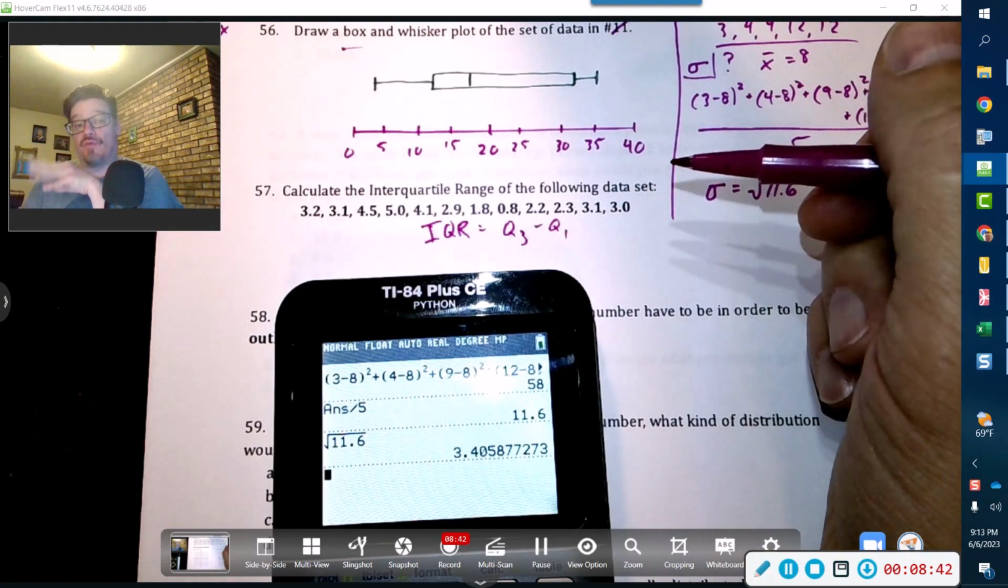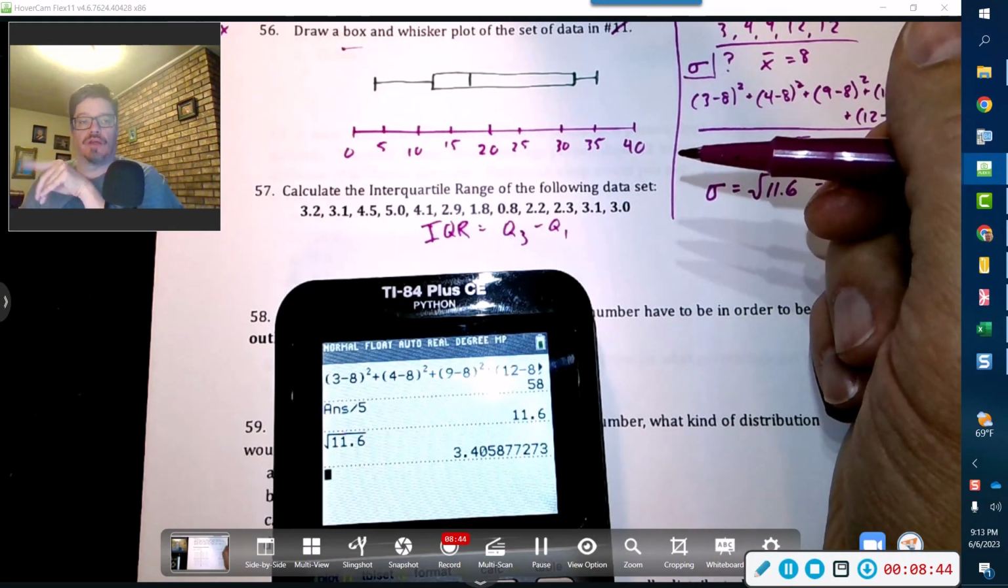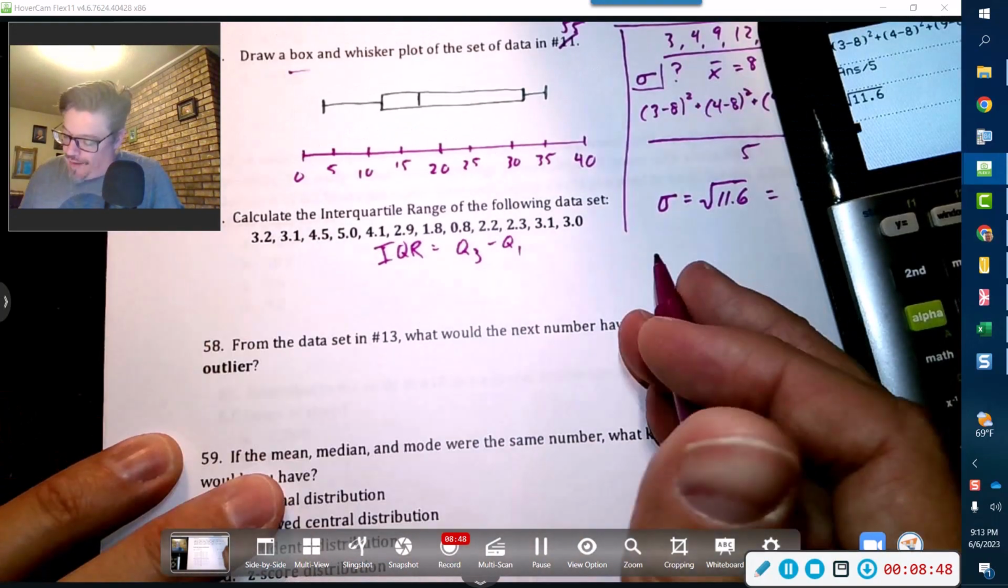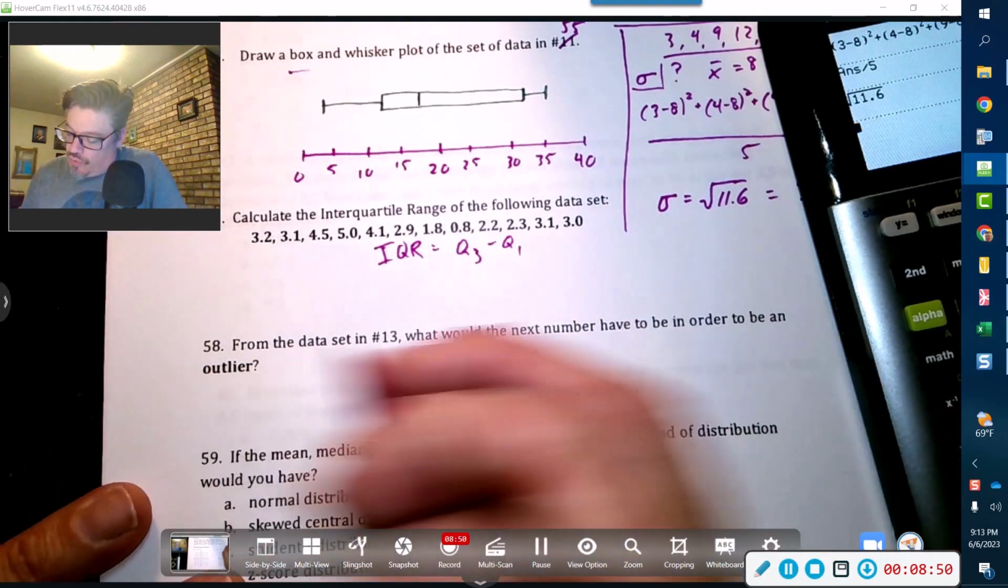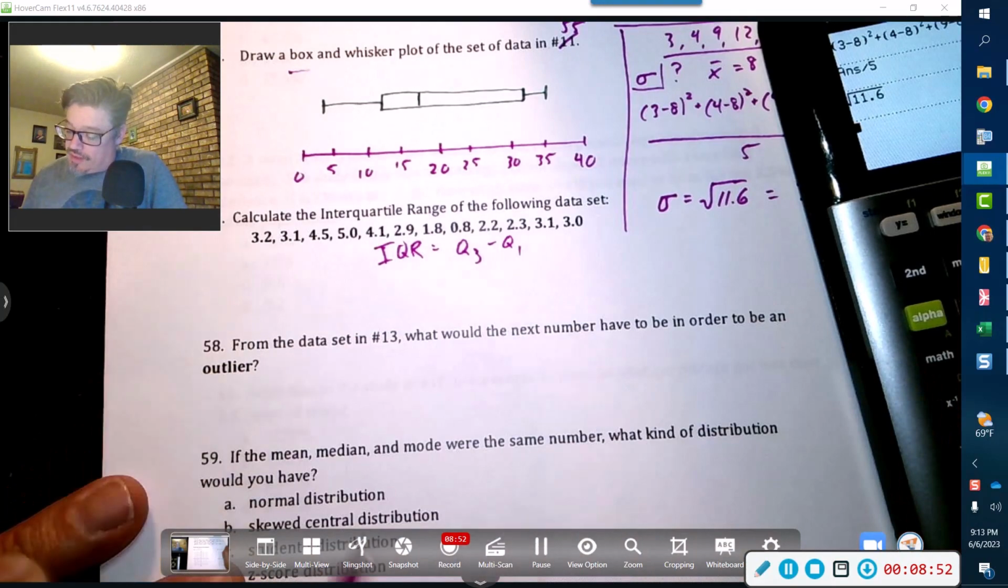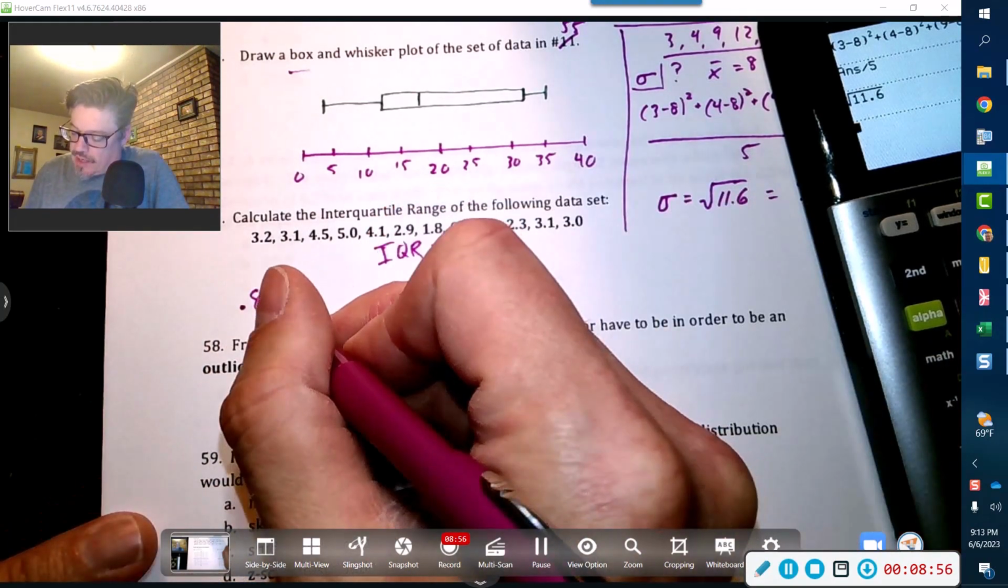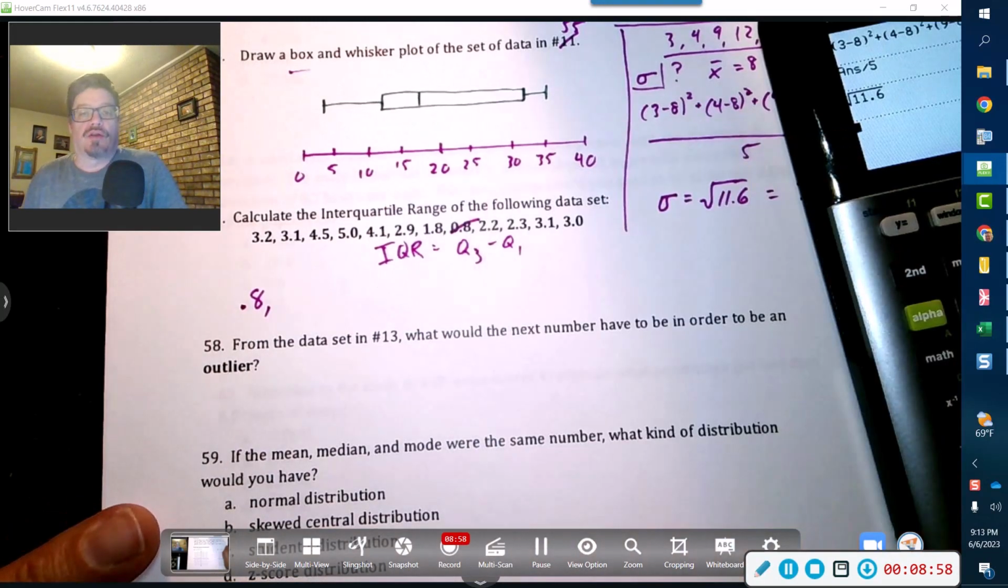So I'm going to have to arrange these to get Q3 and Q1, all right? I'm going to be real careful, rewrite it, and cross them out as I go. Now I see the lowest number is 0.8, okay, and I'm going to put a comma, and then I'm going to go ahead and cross it out.